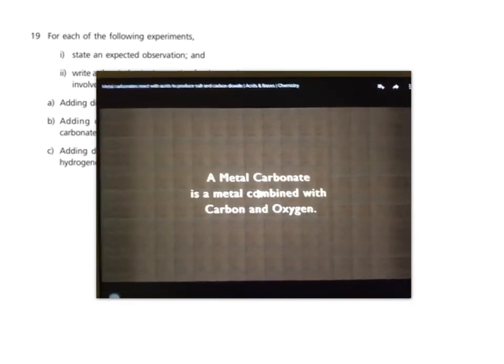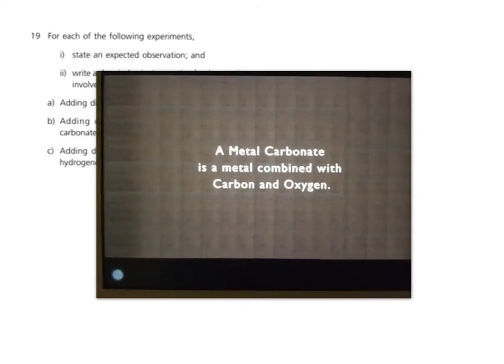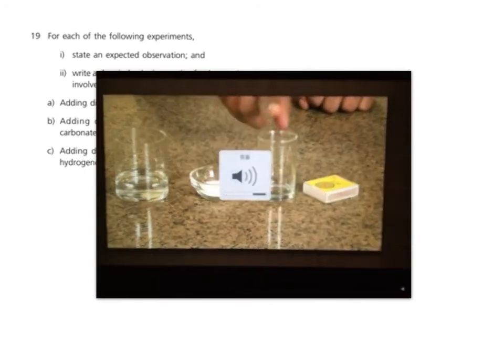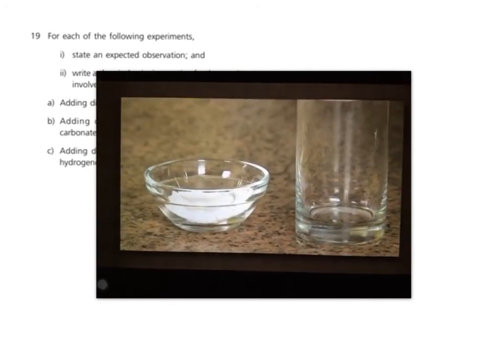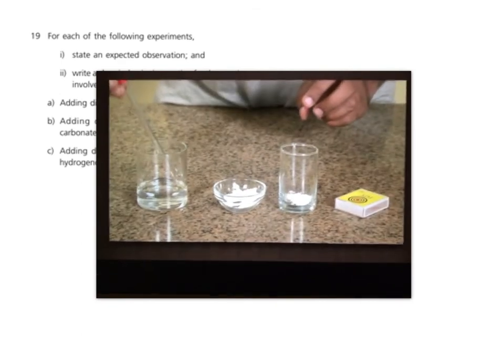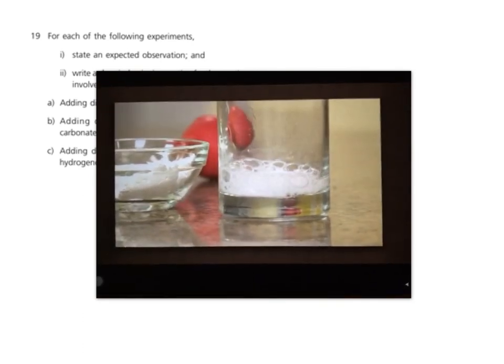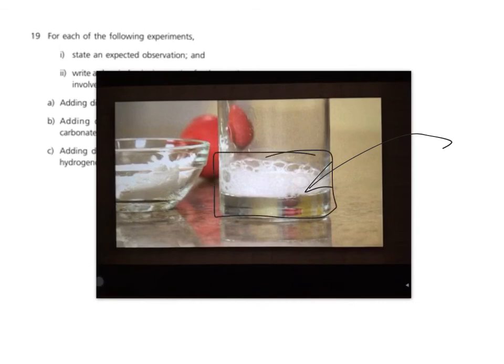Now we can see a movie about this. A metal combined with carbon and oxygen, like copper carbonate, calcium carbonate. You can take hydrochloric acid, calcium carbonate, a beaker, and a matchbox. Take some calcium carbonate in the beaker. Add hydrochloric acid to it. A gas is formed and released. Now, can you see the gas bubbles form? But can you identify what it is? Carbon dioxide? No, you need to use another test. You can't see it labeled as carbon dioxide. We just see some gas bubbles form. We don't know whether it is carbon dioxide or not.